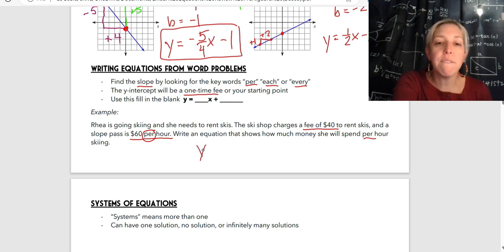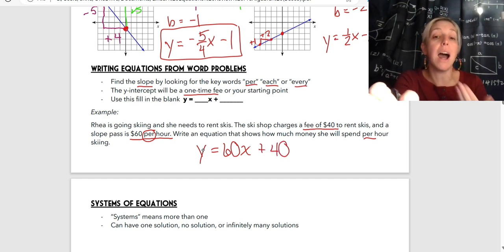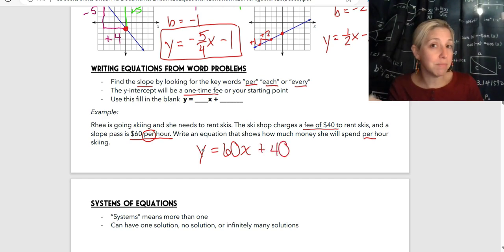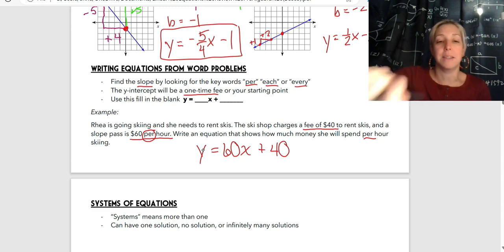So using that fill in the blank, y equals blank x plus or minus blank, $60 per hour, that would be 60x, and then the one-time fee of $40. There's our equation. Simple as that. You can use that setup for every word problem that you're going to have on the test.